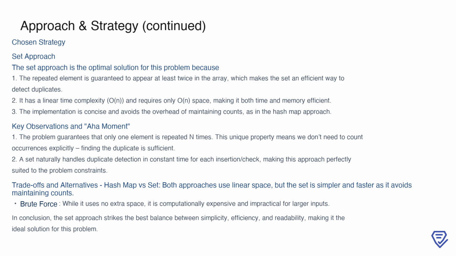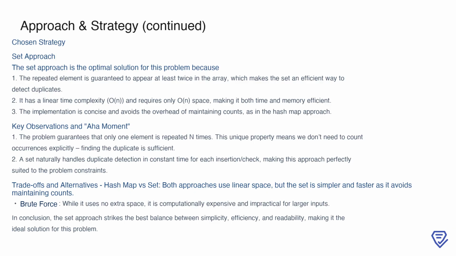First, the guarantee that only one element is repeated n times simplifies the task. We don't need to count occurrences explicitly, as identifying the duplicate is sufficient. Second, a set allows constant time checks and insertions, which aligns well with the problem's constraints. When comparing alternatives, while the hash map approach is also efficient, the set approach is simpler and faster. On the other hand, brute force remains computationally expensive and unsuitable for larger inputs. Overall, the set approach strikes the perfect balance between simplicity, efficiency, and readability, making it the ideal solution for this problem.